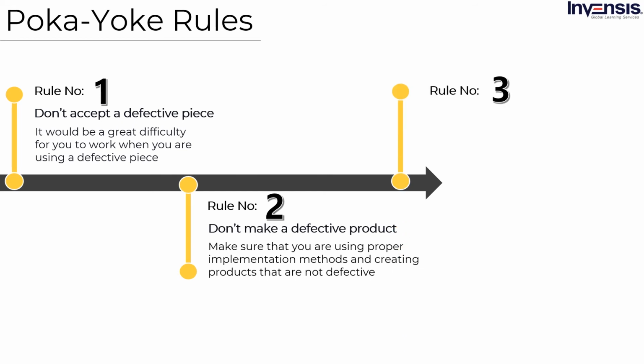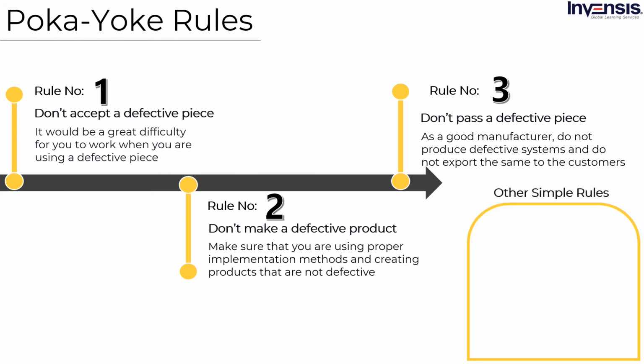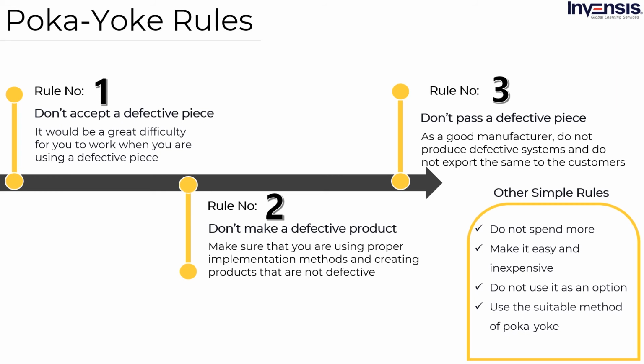The last rule is: don't pass a defective product. As a good manufacturer, do not produce defective systems and do not export the same to the customers. By doing this, the loyalty of the customers also increases, and the demand for the product also increases. The other simple rules include: do not spend more. Make it easy and inexpensive. Do not use it as an option. Use the suitable method of Poka-Yoke. Aim for a quality process.